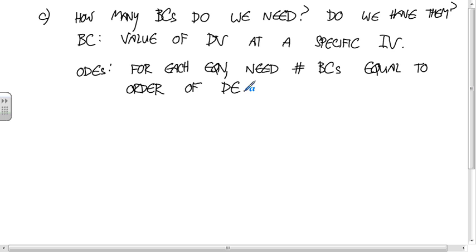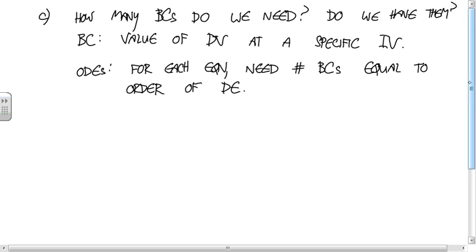Okay, so if you have a single differential equation and the highest derivative is second, that's a second order differential equation, then you need one boundary condition for each order, so you need 2 boundary conditions. If you have a system of differential equations where one is first order and one is second, then you need 1 boundary condition for the first order plus 2 for the second order, so you need a total of 3 boundary conditions.